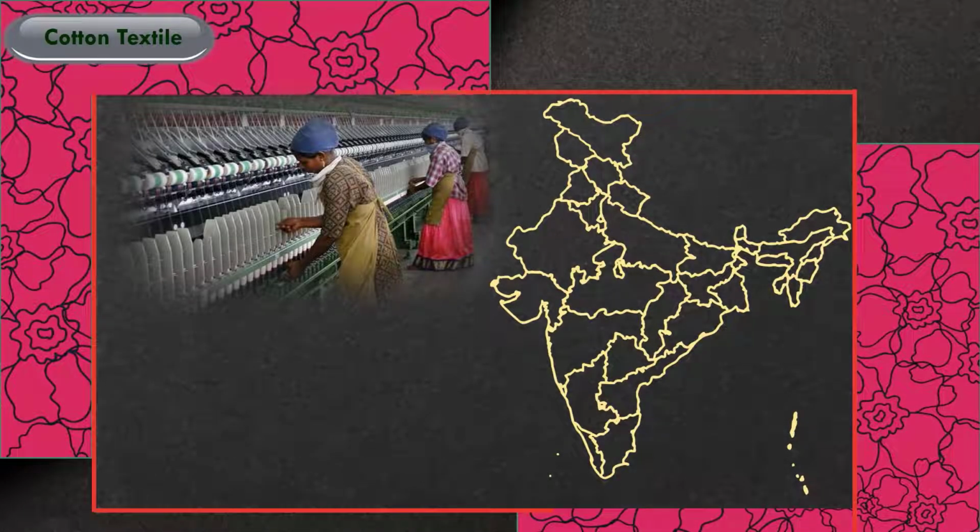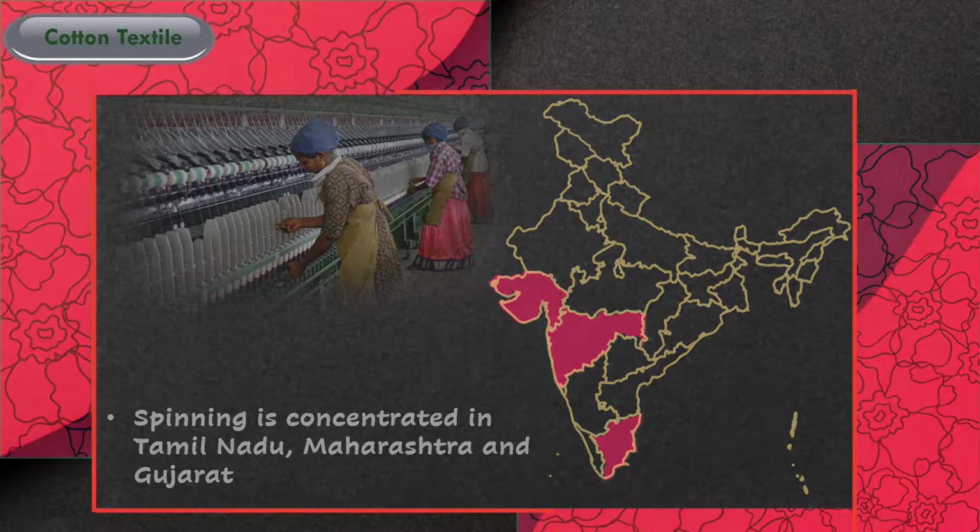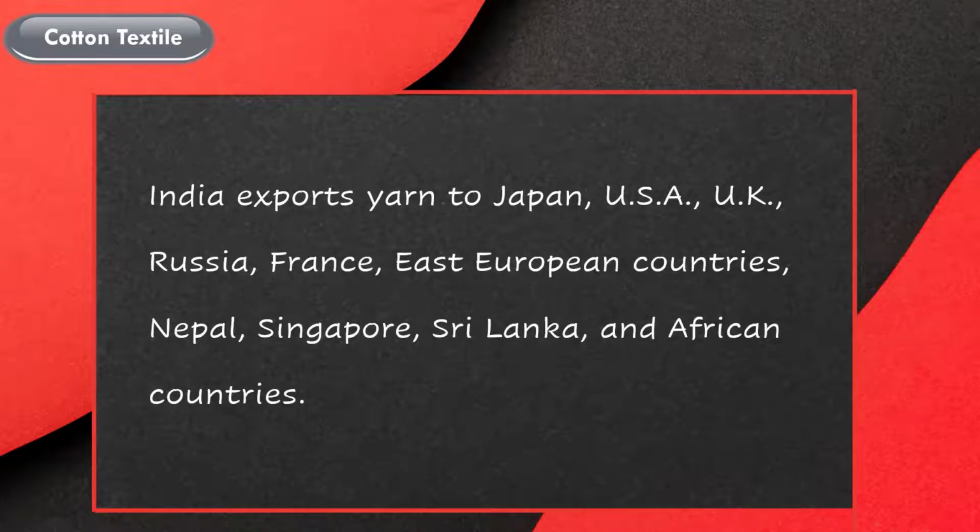At present, spinning is centralized in the states of Tamil Nadu, Maharashtra and Gujarat, due to historical reasons. The British encouraged spinning, as yarn was required by the British industries. Because of this centralized nature, spinning in India has modernized. Spinners produce world-class yarn. India exports yarn to Japan, USA, UK, Russia, France, East European countries, Nepal, Singapore, Sri Lanka, and African countries.